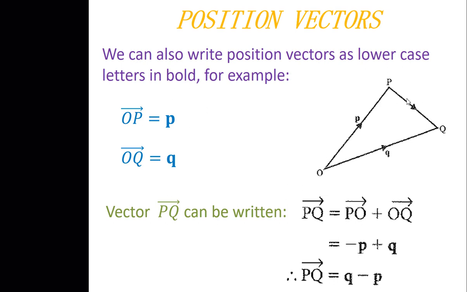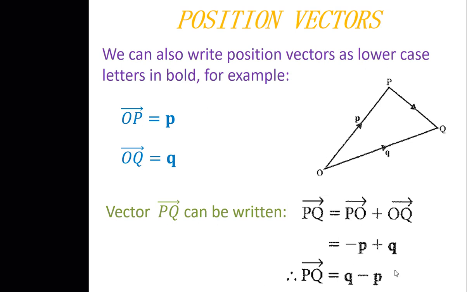So vector PQ can be written as going from P to O and then O to Q. So going from P to Q is the same as doing PO plus OQ, which in this case would be negative p plus q. If you were handwriting this, you would have a little line underneath those. So PQ, you could write negative p plus q. You might find in some answers they like to rewrite it as q minus p. It's the same thing, just looks nicer.